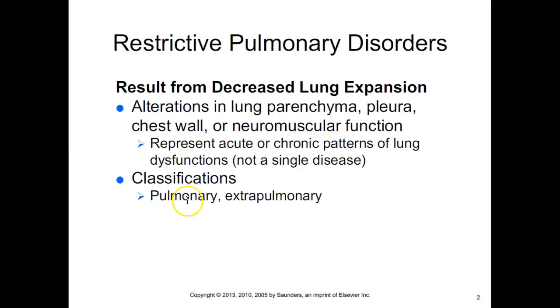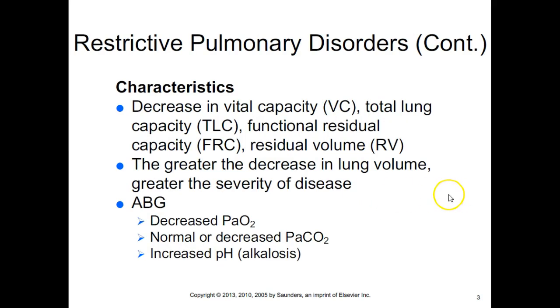So you might have pulmonary, which is within the lung, and extrapulmonary, which are like the membranes or outside of the lung, or some sort of nervous disorder, excuse me. So you have a decrease in vital capacity, total lung capacity, functional residual capacity, and residual volume. So there are going to be decreases in all of those, right? The greater the decrease in lung volume, the greater the severity of the disease, right?